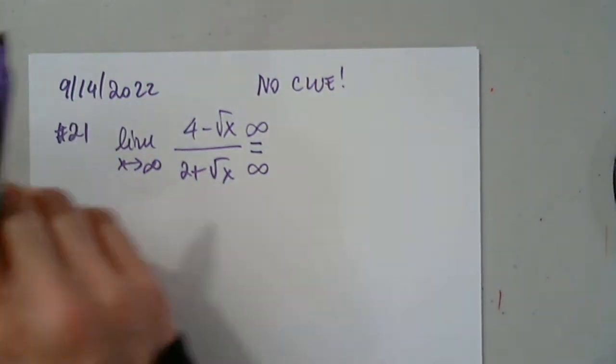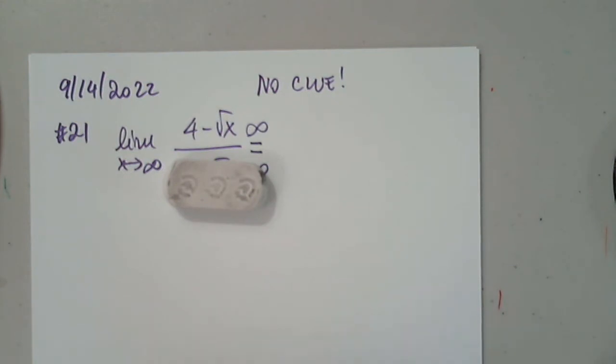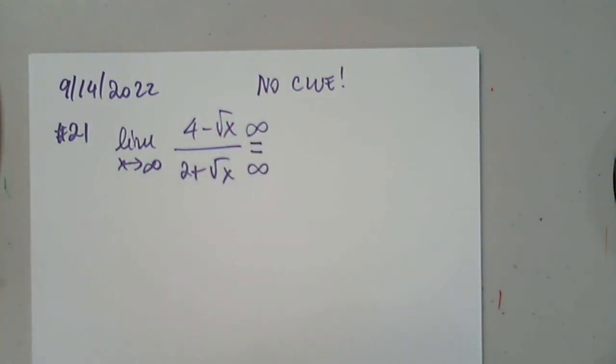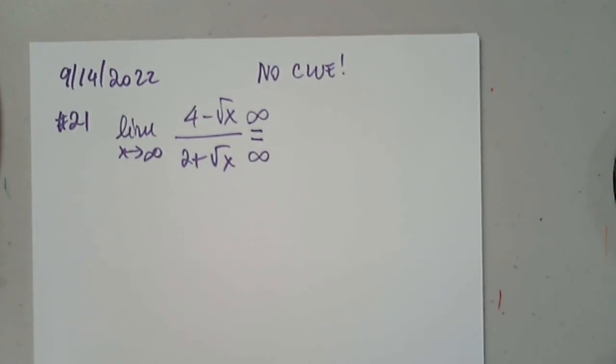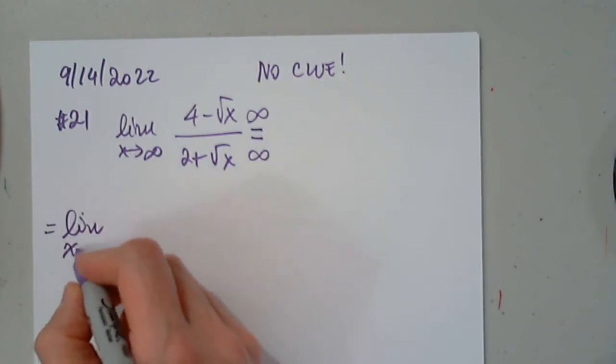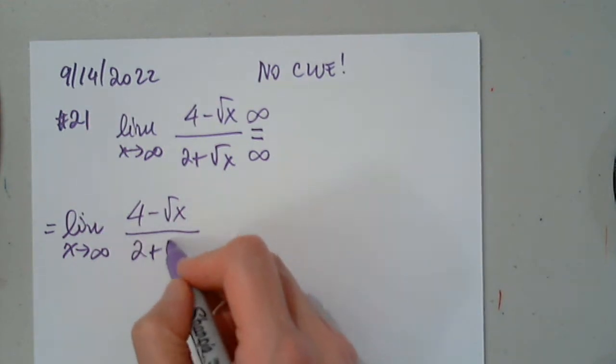What do we normally do when the top or the denominator has a radical? Multiply by the conjugate. Exactly. This time both of them have a radical, so we're going to do it in 2 steps. So I'm going to copy: as x approaches infinity, 4 minus the square root of x over 2 plus the square root of x.